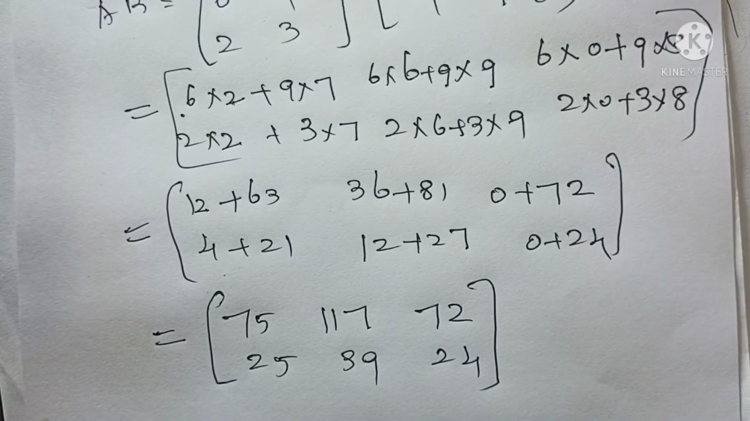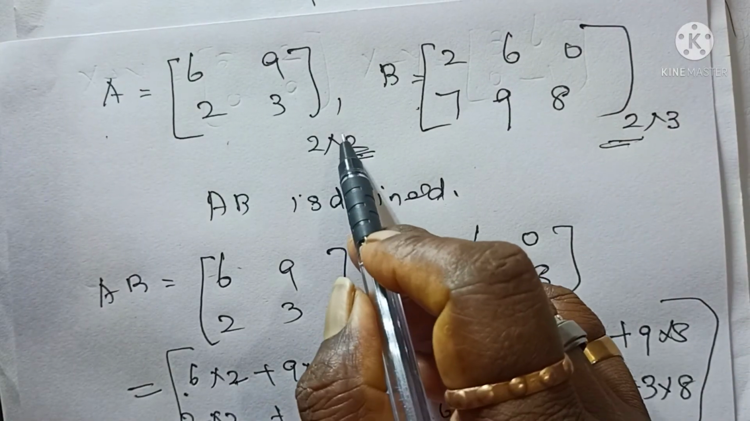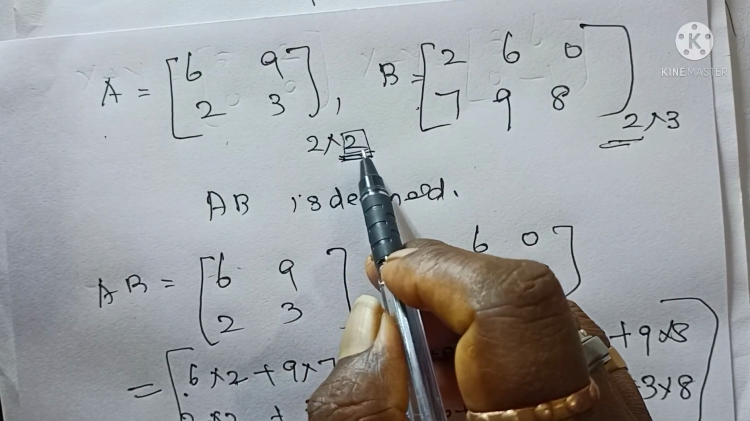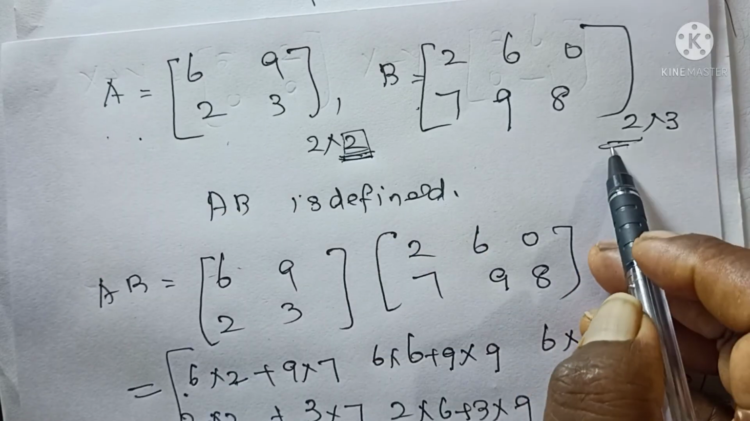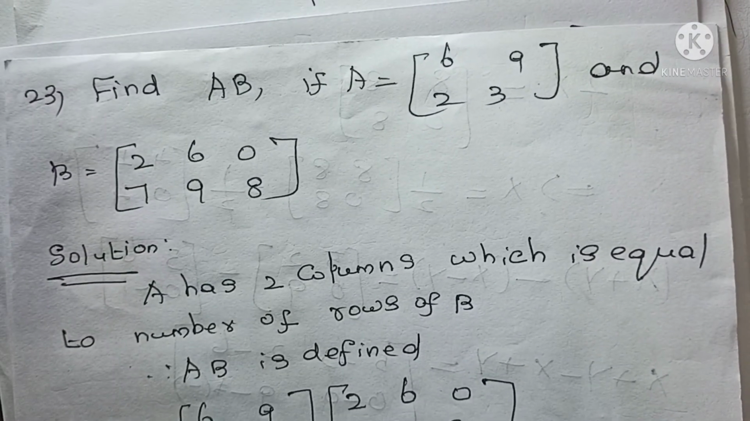So if you want to find the value of AB, first you have to check the number of columns of A and the number of rows of B. So this is the question.